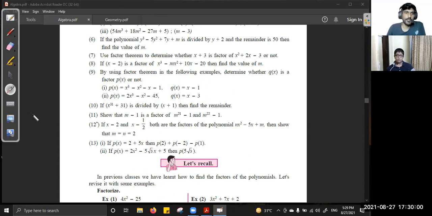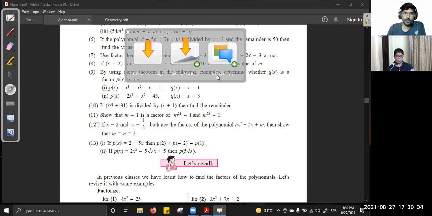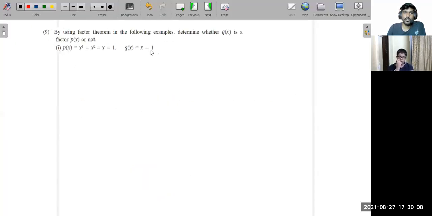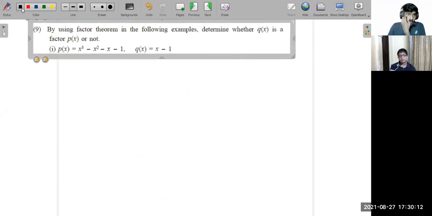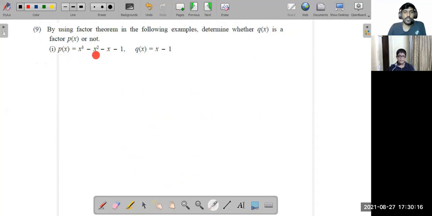So you have to check in the first one and in the second one whether x minus 1 is a factor of this or not. Now for it to be a factor, what has to happen? For it to be a factor, remainder should be zero. Yes, remainder should be 0.